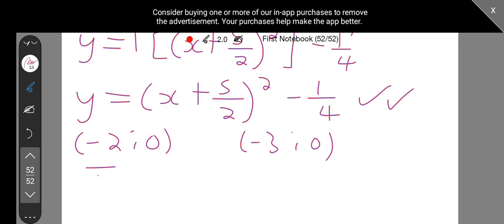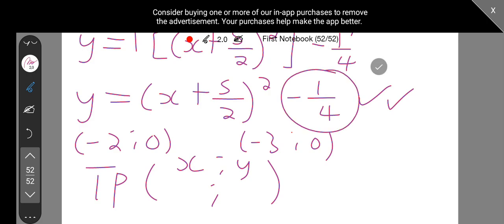So let's write the turning points here. Turning points are also written as x comma y. What you see here is the y of the turning point, so we're going to say here it is negative 1 over 4. And what you see here, we're going to say it's x, but with an opposite sign. This one is positive 5 over 2 inside the brackets, but we're going to write negative 5 over 2.